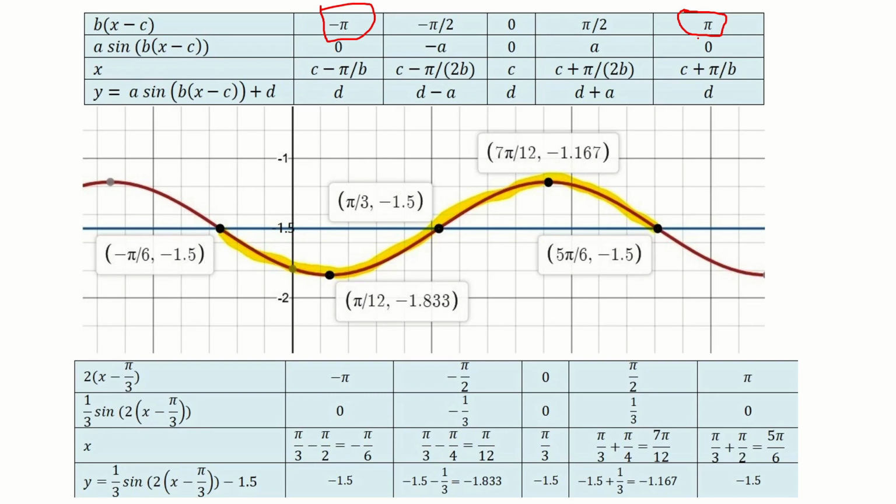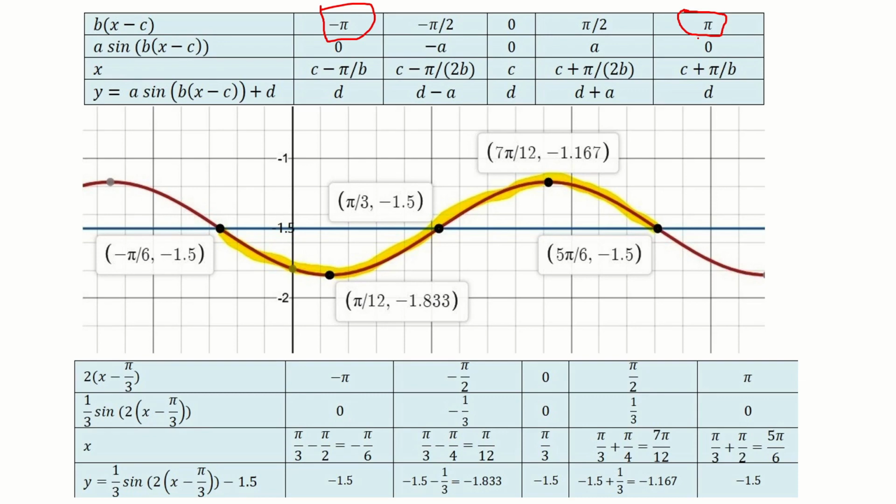You have to factor in the a and sine, which if you factor in those two, the values would be 0, negative a, 0, a, and 0. And now you find the raw x value, which would be c minus pi divided by b, c minus pi divided by 2b, c plus pi divided by 2b, c plus pi divided by b.